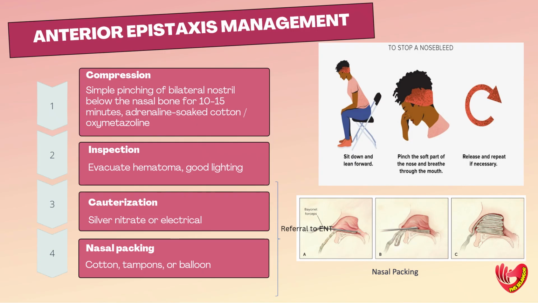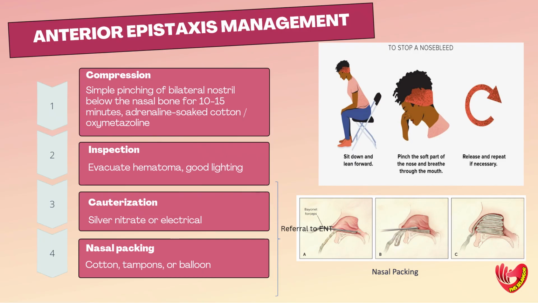Evacuate or remove clots, which may allow better visualization and promote clotting. Number 4, apply vasoconstrictors. If bleeding persists, apply a topical vasoconstrictor, for example, oxymetazoline or adrenaline, using a cotton swab or nasal spray. And finally, number 5, if bleeding still persists, referral to an ENT specialist is indicated for cauterization and nasal packing.